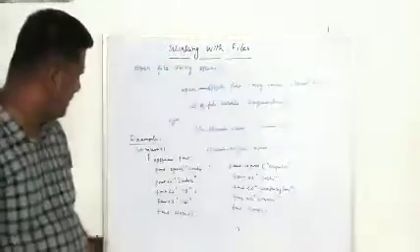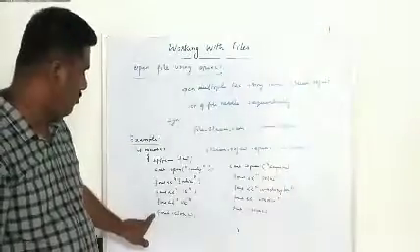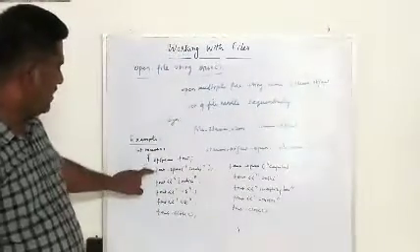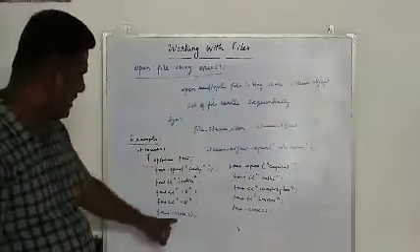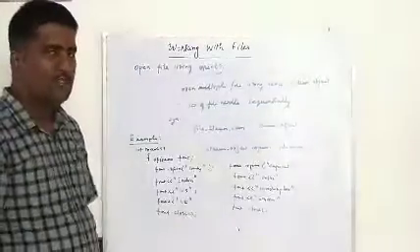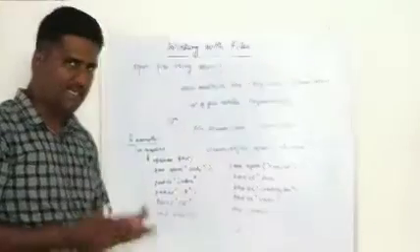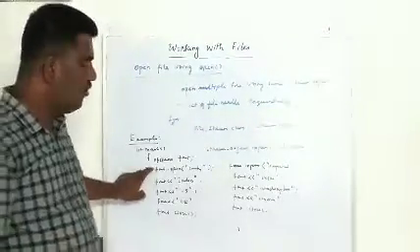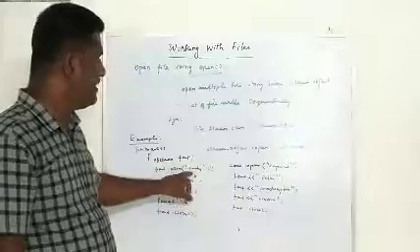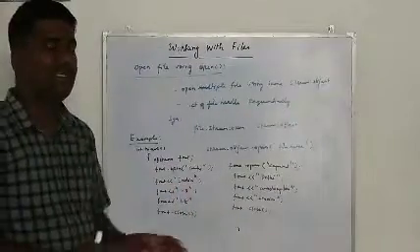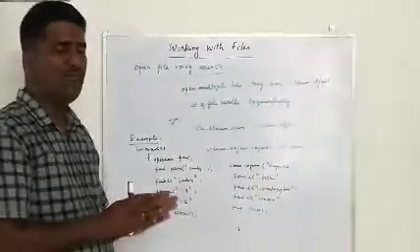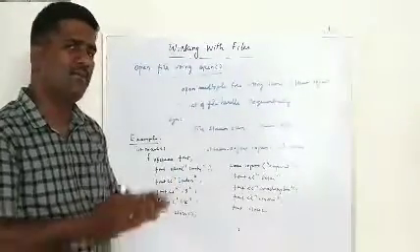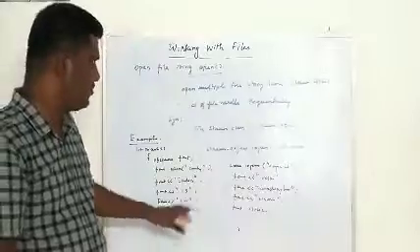After writing this, you must close F out. F out dot close. So here we open the file country, and here we close the file country. Once we close the file country, the F out is disconnected from the country file. That is what close means: the stream object is disconnected from the file.